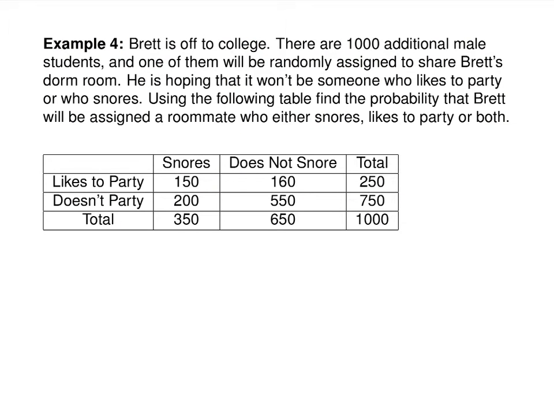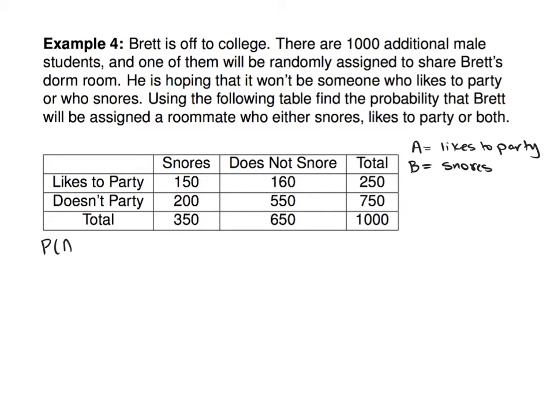So Brett is off to college. There are 1,000 additional male students, and one of them will be randomly assigned to share Brett's dorm room. He's hoping that it won't be somebody who likes to party or who snores. So use the following table to find the probability that Brett will be assigned a roommate who either snores, likes to party, or both. So let's let A equal the event that the roommate likes to party, and B equal the event that the roommate snores.